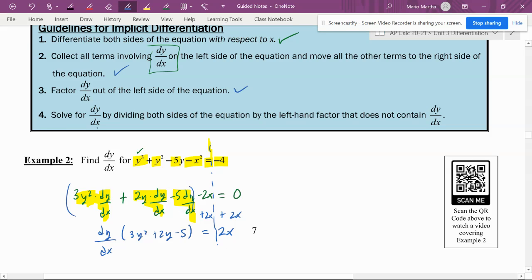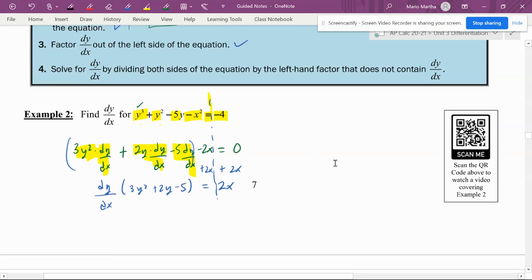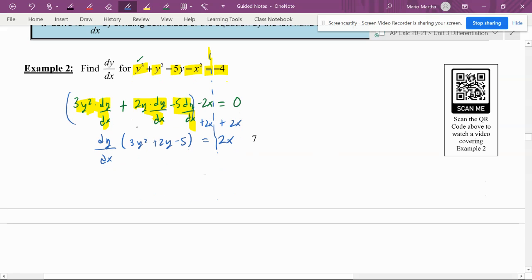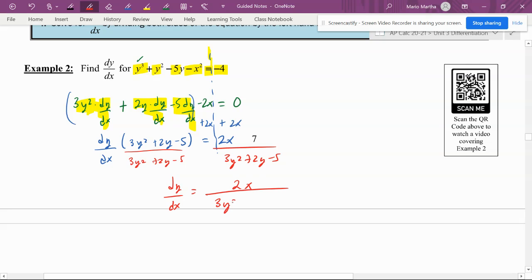Those two steps, and then divide both sides of the equation by the left-hand factor that does not contain dy dx. So we're going to divide both sides by 3y squared plus 2y minus 5, and we end up with dy dx equals 2x over 3y squared plus 2y minus 5. And that's our derivative.